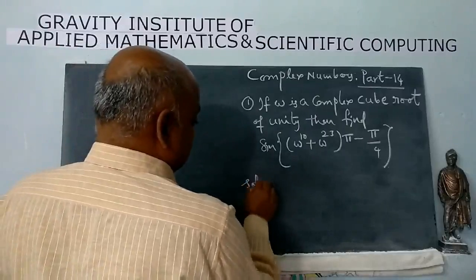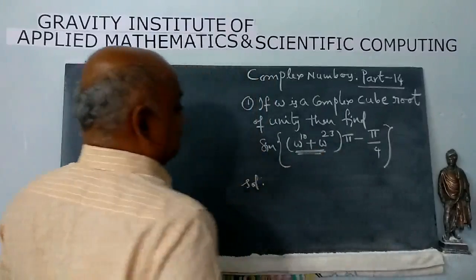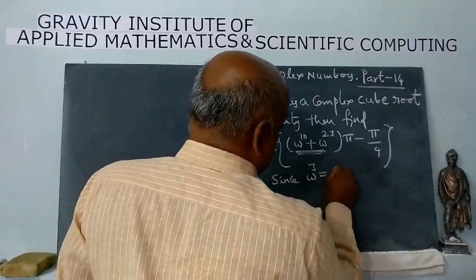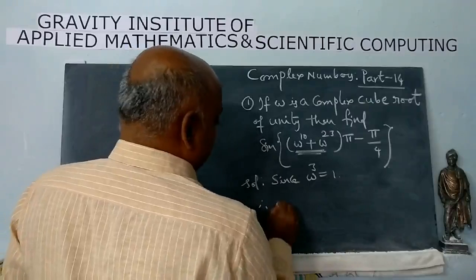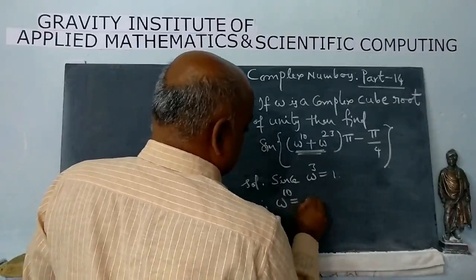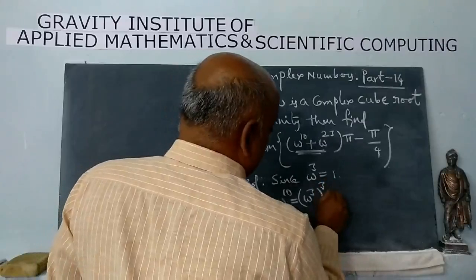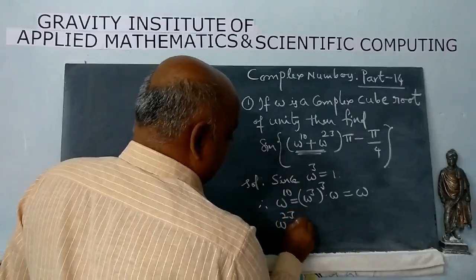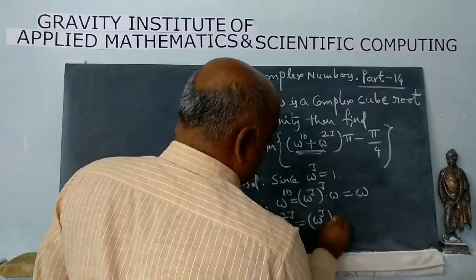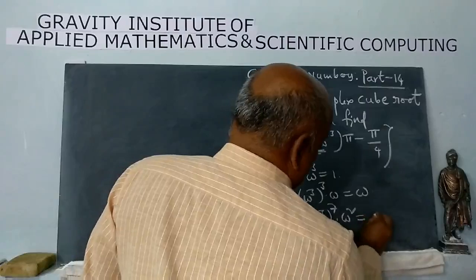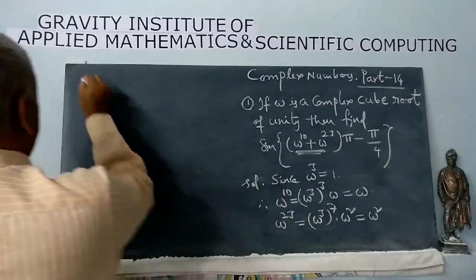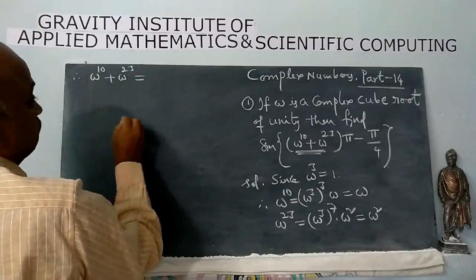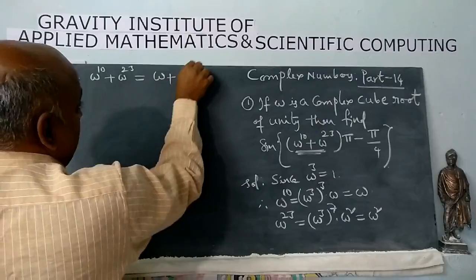Here is the solution. Simplifying this expression, since omega cube is equal to 1, therefore omega to the power of 10 is equal to omega cube whole cube into omega, which is equal to omega. Omega to the power of 23 is equal to omega cube whole to the power of 7 into omega square, which is omega square. Therefore, omega to the power of 10 plus omega to the power of 23 is equal to omega plus omega square.